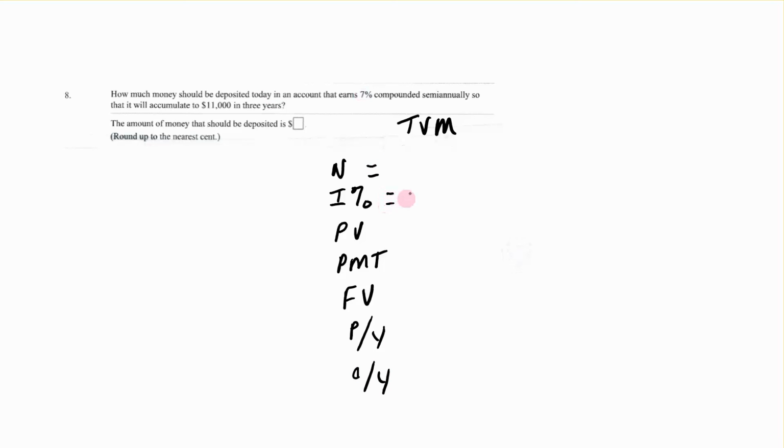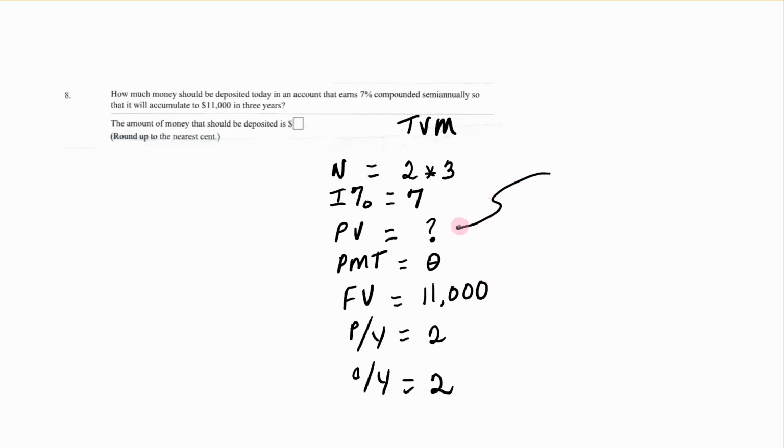7%, okay. Compounded semi-annually. That means that these are 2 times a year. Semi-annually is twice a year. We're going to do it for 3 years. So my capital N is 2 times a year for 3 years. My present value this time is what I don't know. My payment is still 0. My future value, that's what I want to have at the end of 3 years, is $11,000. So the only thing that's different is that this time I'm looking for a present value.